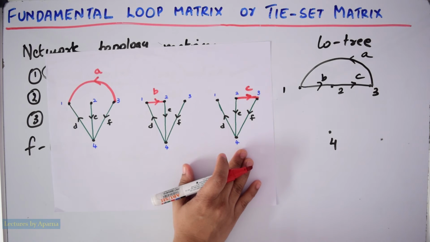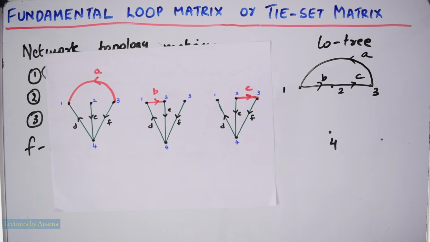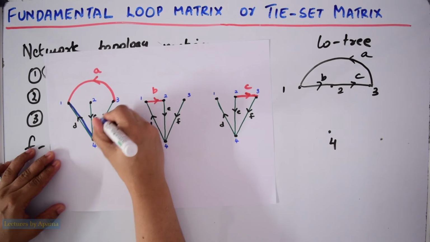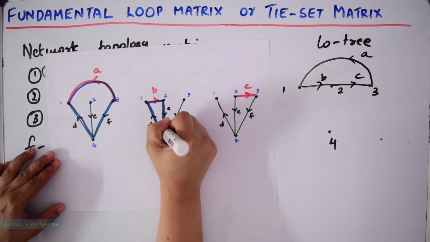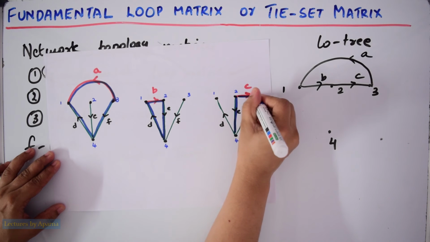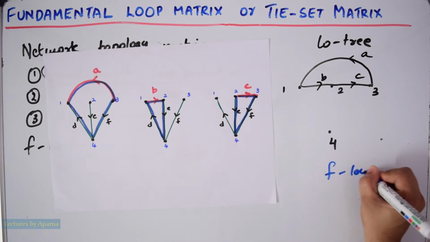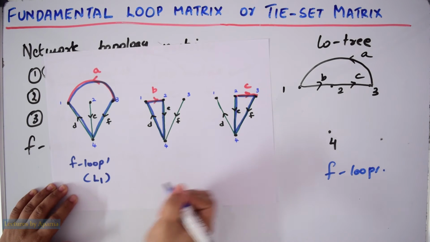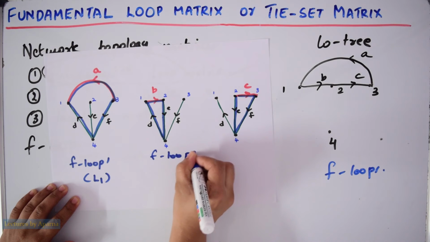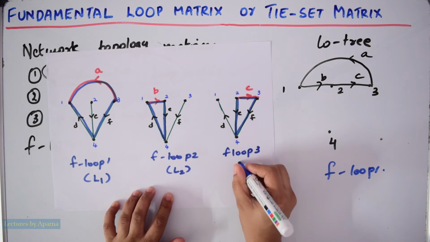When you do so, you will get some loops here. So these loops are called fundamental loops. So here this is the fundamental loop. In this case this is the fundamental loop, and in this case this is the fundamental loop. So we call them F loops. So this is F loop 1 or L1. This is F loop 2 or L2, and this is F loop 3 or L3.